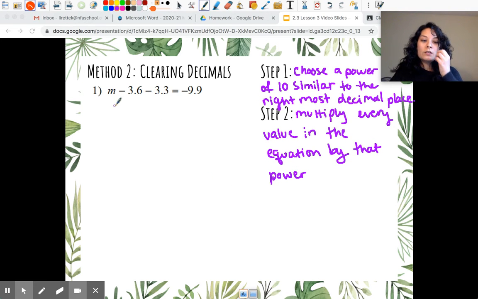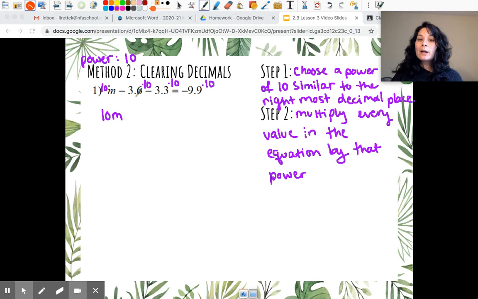So as I mentioned here in this first equation, all of the decimals have a tenths place. So the power that I want to use here, I'm just going to write it up here, is going to be 10. That's similar to the tenths place. So I'm going to multiply everything by 10, including that variable term sitting out front, even though it doesn't have a decimal. 10 times m, I can do that in my head. Now, when I'm clearing my decimals, the easiest way to do it is just take the decimal point and move it to the right, however many times we need to.